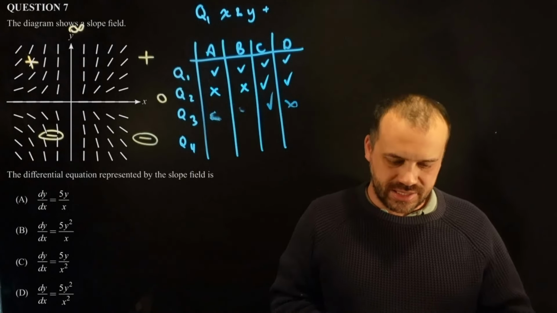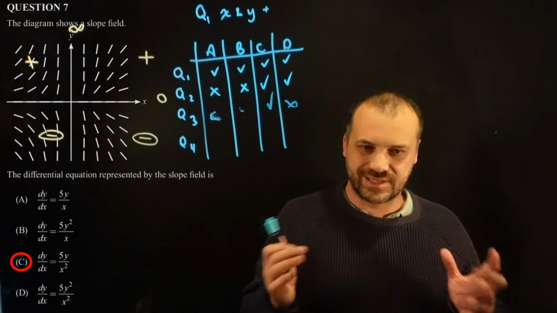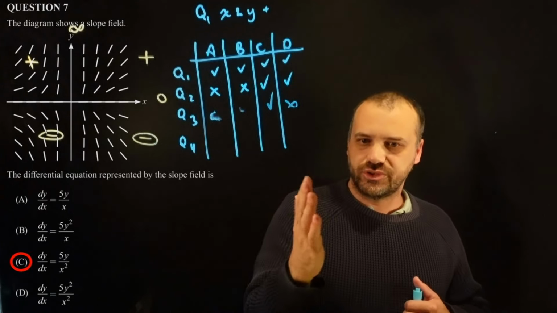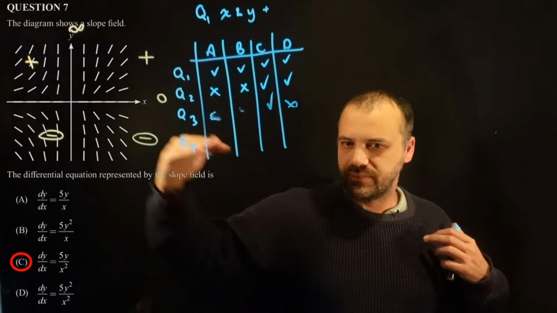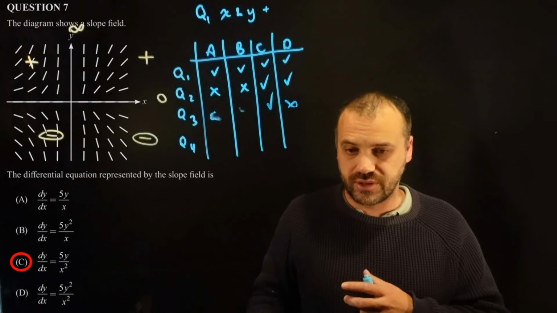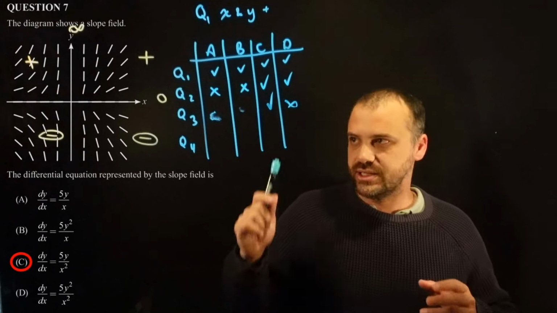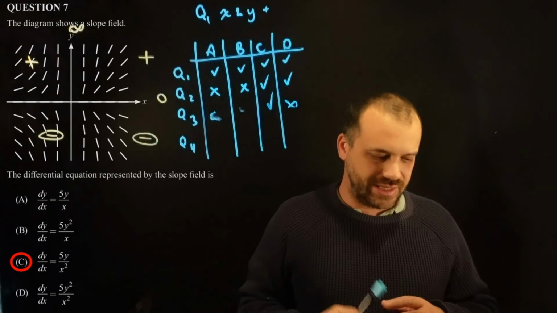Option C is our winner. We don't need to go further than that. Our answer is C. Now, I like to do the quadrants first. You can use the x-intercept and the y-intercept if you need to go further than that by letting x equal 0 and letting y equal 0. But in this case, considering our quadrants is enough.